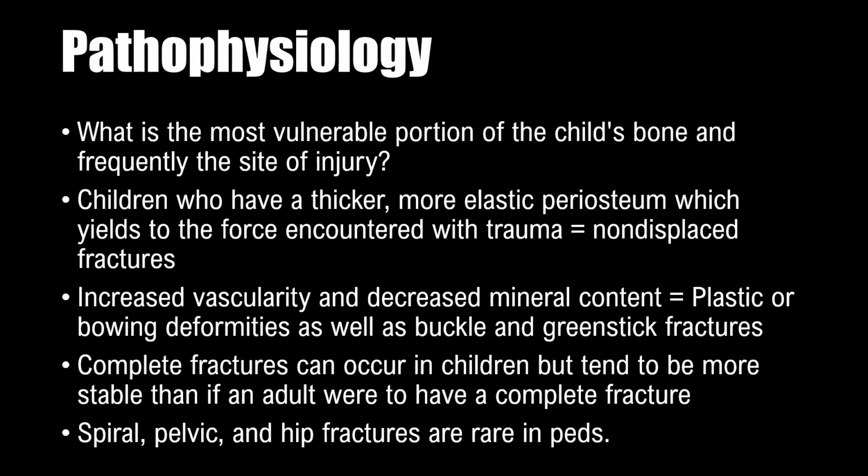Children who have increased vascularity and decreased mineral content may end up with plastic or bowing deformities, as well as buckle and greenstick fractures. Complete fractures can occur in children, but they tend to be more stable than if they were to happen in an adult. A complete fracture is just a complete break. The bone breaks into two parts. Spiral, pelvic, and hip fractures are very rare in peds.